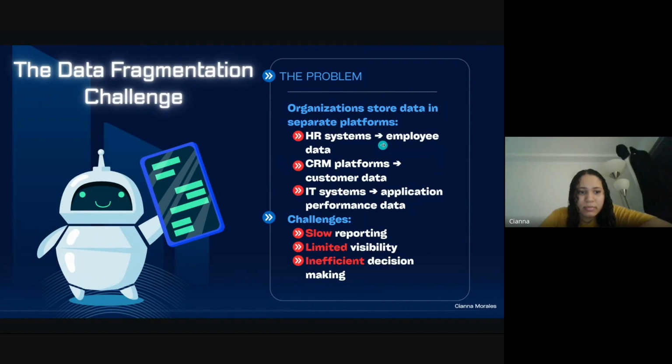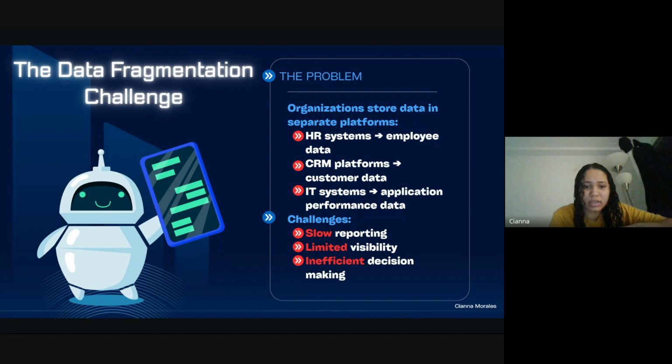The problem within many data companies is the way that data is stored. Some challenges could be slow reporting, limited visibility, and inefficient decision making in systems such as HR, CRM platforms, and IT systems, all of which have different categories within the company, such as employee data, customer data, and application performance data.